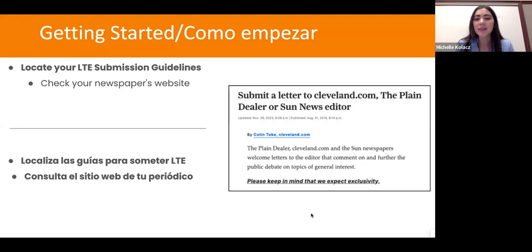On the corner in the right, you see a quick example from a local Ohio newspaper. You can see that they just write out that they do accept letters to the editors. And they also highlight a specific thing where they say, please keep in mind that we expect exclusivity. This is something we want to bring attention to because this is usually the case where letters to the editors, they want you to have only submitted to them. And so it's a good general practice not to write one and then submit it to a bunch of places, but write one, submit it, and wait to hear back from that specific newspaper.